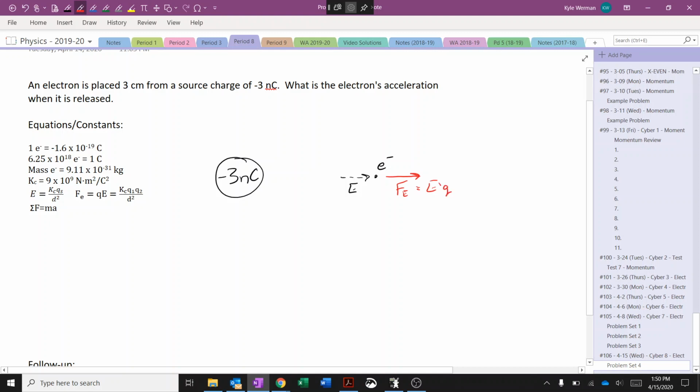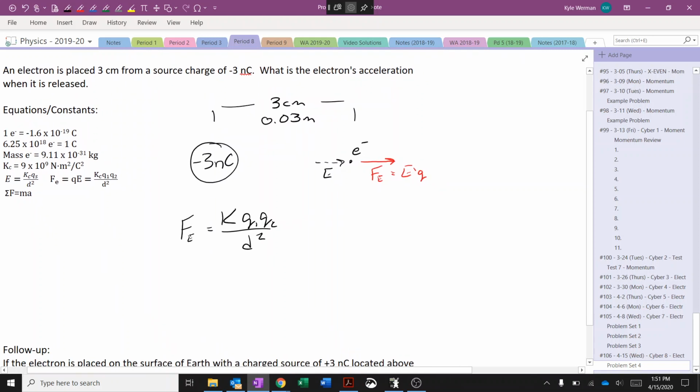So we can go about this one of two ways. We can find the strength of the field, or we can go directly into finding the force on the electron. So I'm going to go right into Coulomb's law. Coulomb's law says that the electrostatic force is equal to Coulomb's constant times the charge of the first object times the charge of the second over the distance between them squared. Now in this problem they tell you 3 centimeters is the gap, and let's convert that to meters, 0.03 meters.